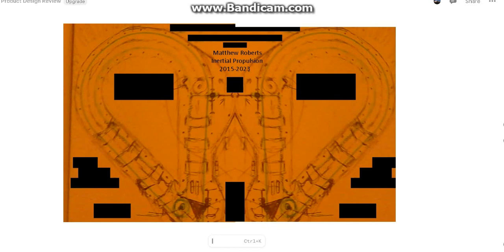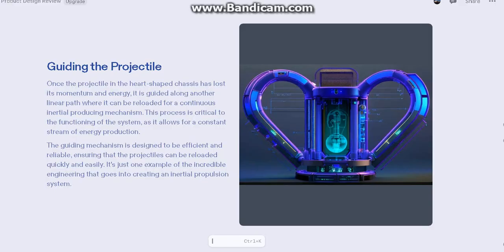Next, let's calculate the total mass of the system. Chassis plus projectiles. Total mass of the system is 45 kilograms plus 16 kilograms equals 61 kilograms. Since the system uses a juggling effect with the projectiles to provide the forward force, the projectiles are continuously cycled and refired. This means that the projectiles are effectively providing a continuous propulsion force.